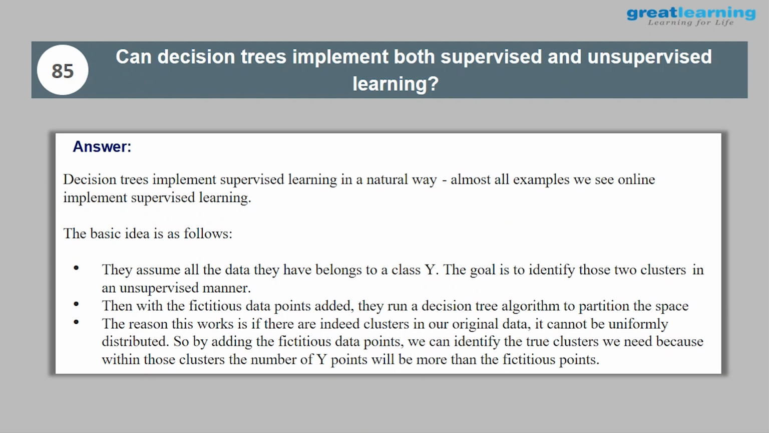Now let's have a look at whether decision trees can implement both supervised and unsupervised learning. Decision trees implement supervised learning in a natural way. Almost all examples we see online implement supervised learning. The basic idea is they assume all the data they have belongs to class Y. The goal is to identify those clusters in an unsupervised manner. Then, with the fixtures data points added, they run a decision tree algorithm to partition the space. The reason this works is that if there are indeed clusters in our original data, it cannot be uniformly distributed. So by adding the fixtures data points, we can identify the true clusters we need, because within those clusters, the number of Y points will be more than the fixtures points.